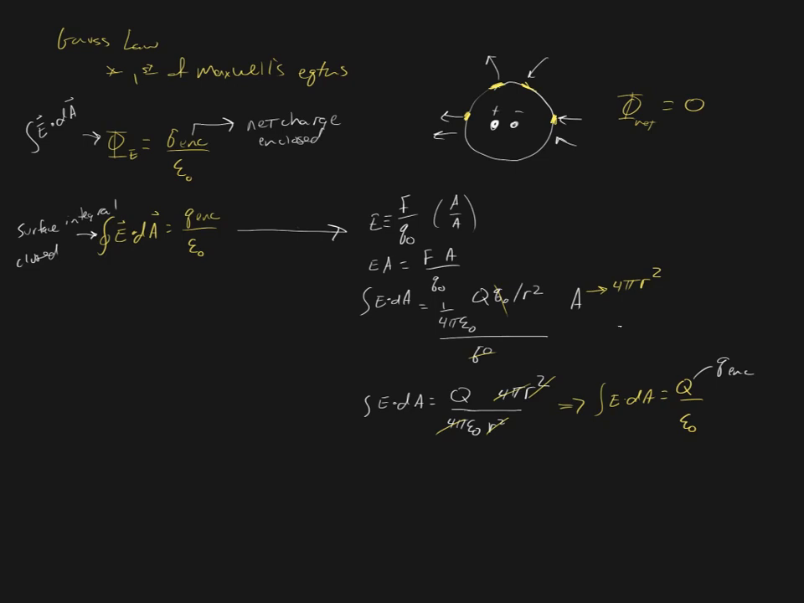So Gauss's law kind of looks scary with all this math. You've got this integral with the circle symbol on it. We have a dot product.